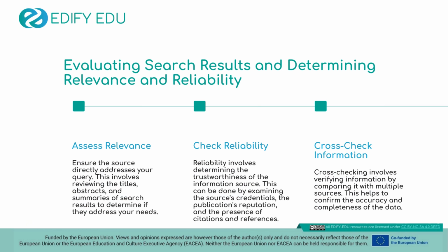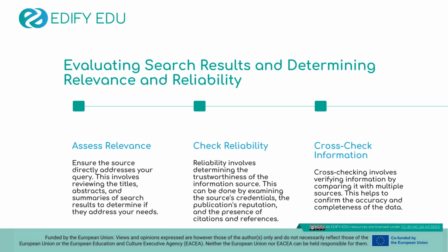Assessing search results is essential for successful research. First, assess relevance to ensure the source directly addresses your query. This involves reviewing titles, abstracts, and summaries to determine if they meet your research needs. Next, check the reliability of the information. This means determining the trustworthiness of the source by examining the author's credentials, the publication's reputation, and the presence of citations and references. Reliable sources are authored by experts and published by reputable organizations.